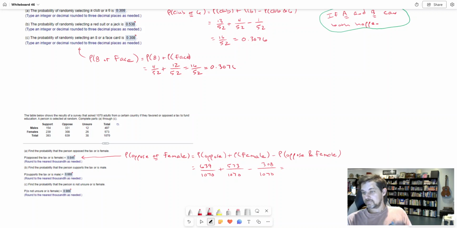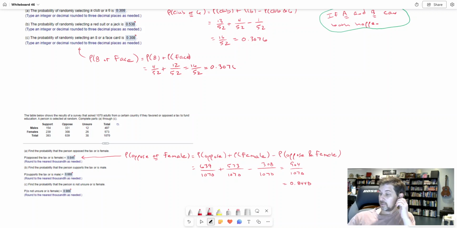I'll figure out what it is for you. So I've got 639 plus 573 minus 308. I get 904 out of 1070, and if I divide that, I get the decimal, 0.8448. So that's why you see this number right here, 0.845. That's the number I got from my calculator rounded to 3 decimal places.